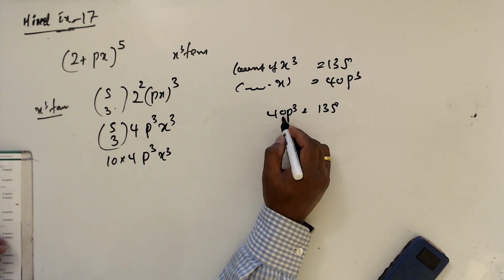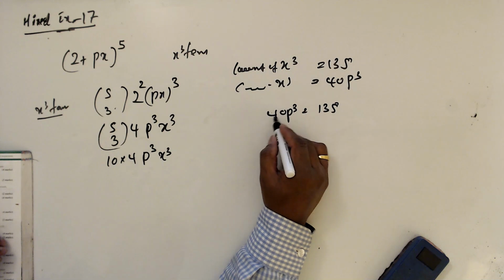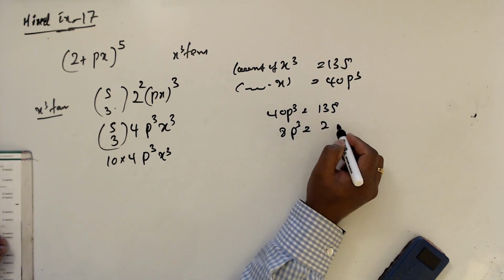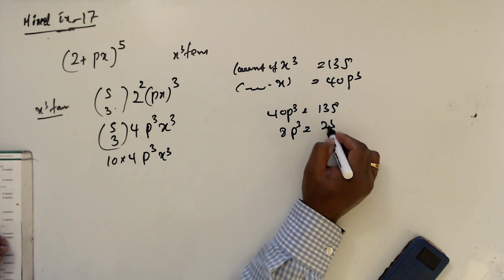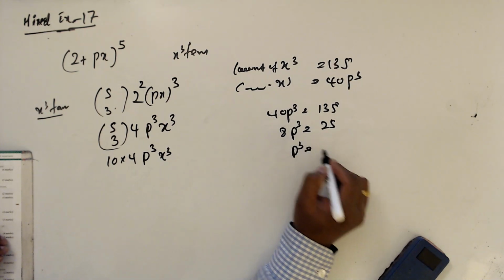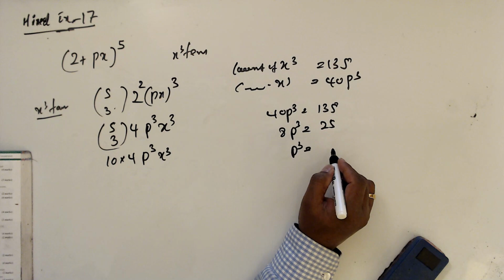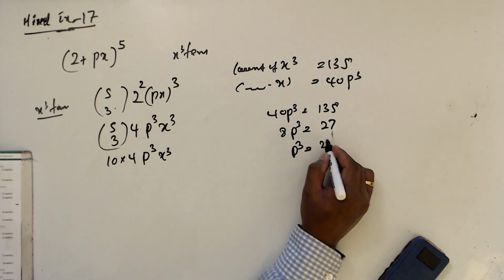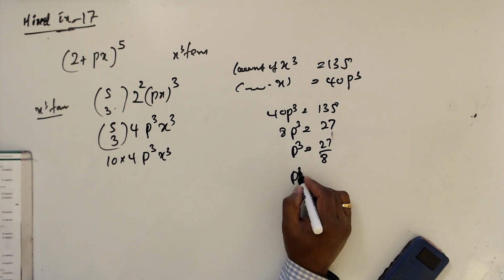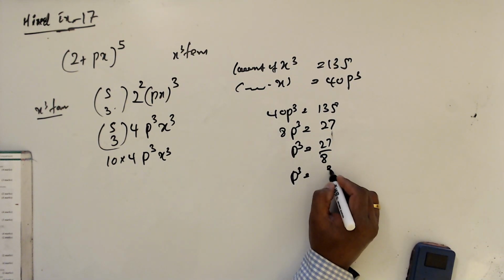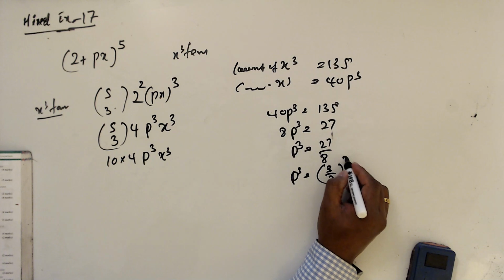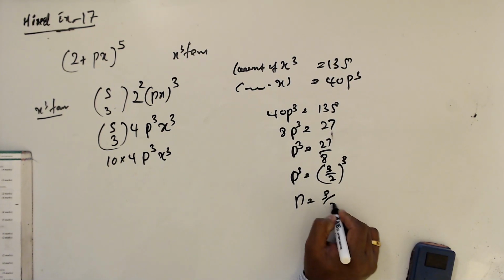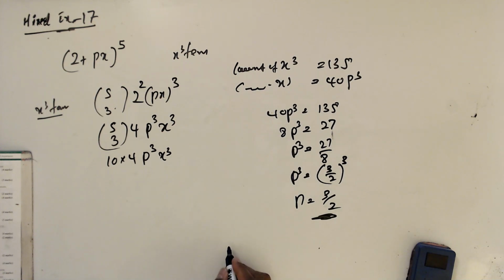Then 40 p cube equals 135. This is 5 times 8 p cube equals 135... P cube equals 27 over 8. P cube equals 3 over 2 cubed. It means p equals 3 over 2.